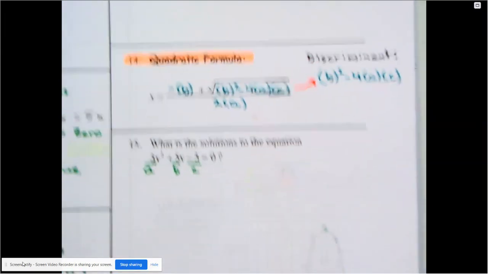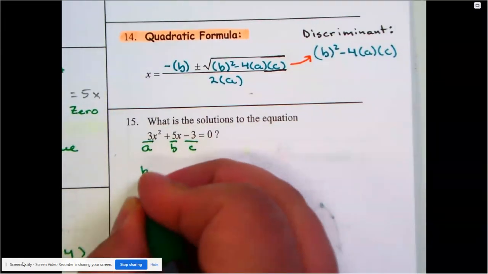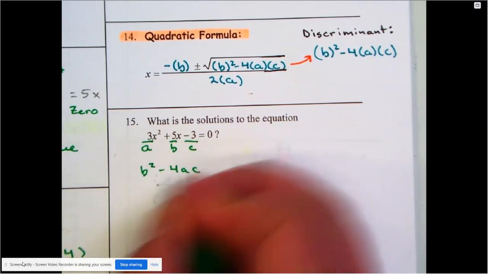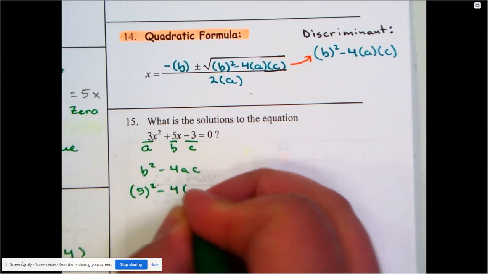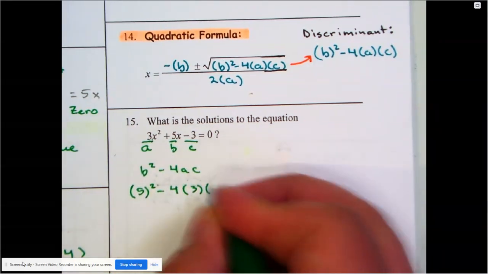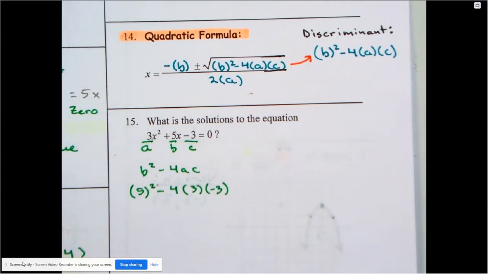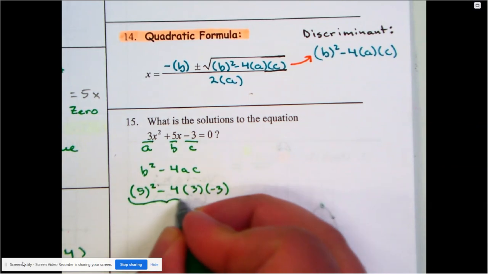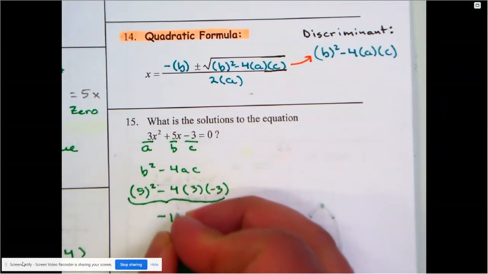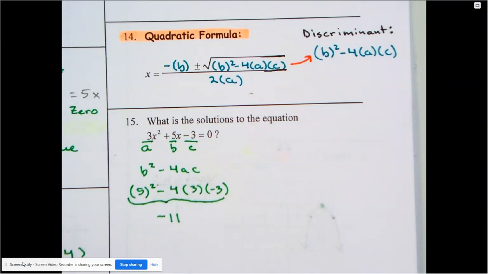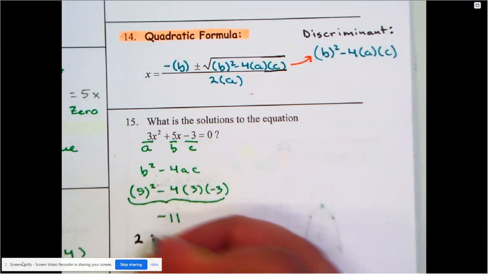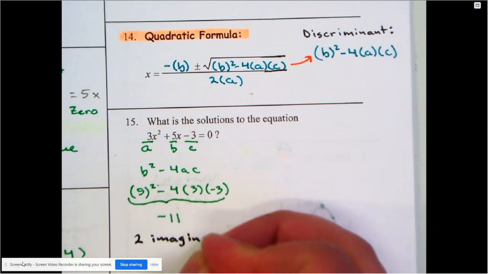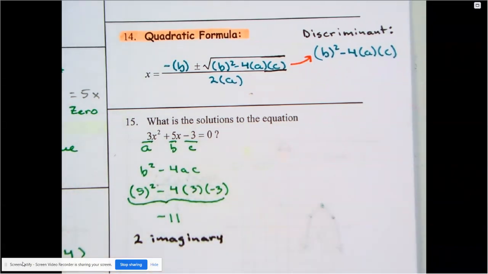So when we did this in class, we said, let's talk about the discriminant first. So we end up putting the 5 in a parenthesis squared. The A is a 3. The C is a negative 3. We let Desmos handle all this work for us. And according to Desmos, all of this actually ends up being a negative 11. So we have to remember what this tells us. When we end up with a negative 11, it means we're going to have 2 imaginary answers.